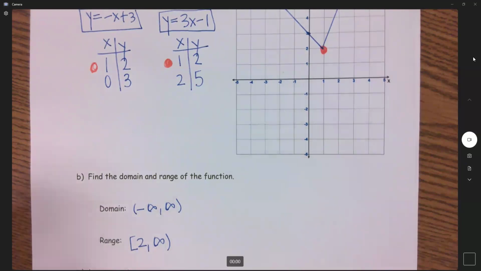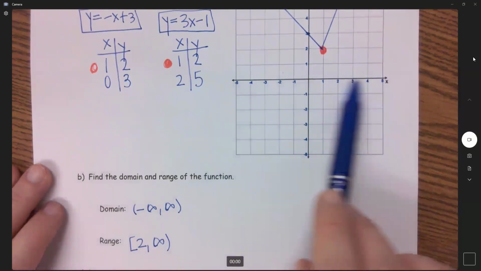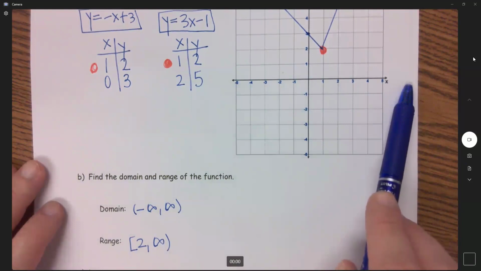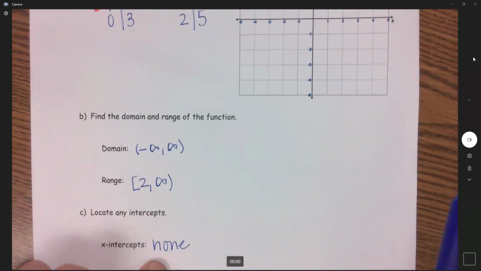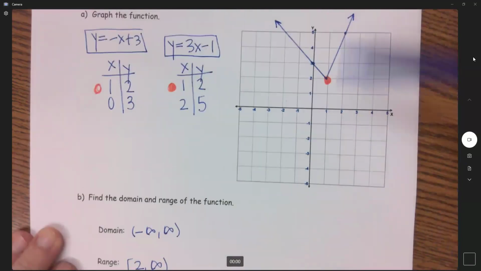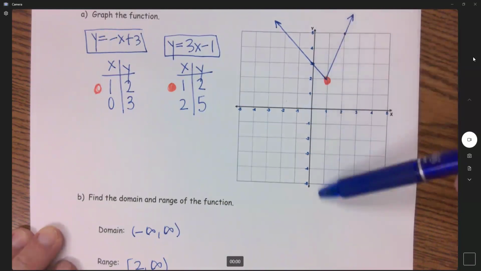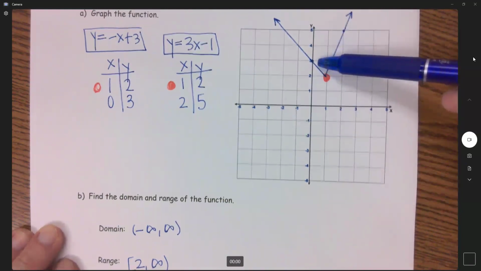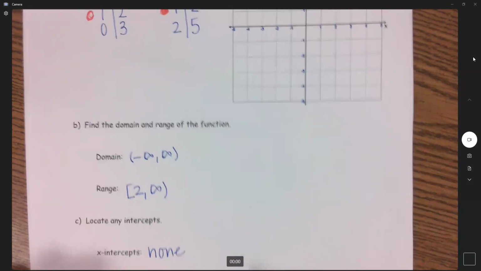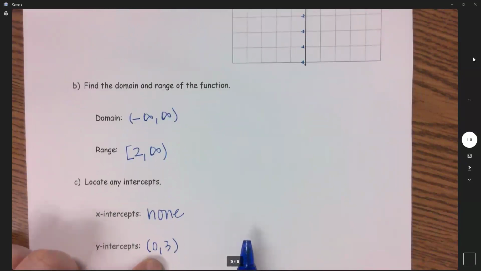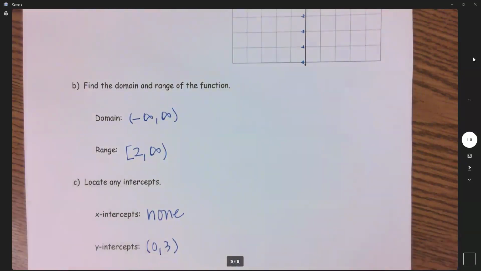Now, x and y intercepts. Where's this graph crossing on the x-axis? It doesn't. So that is none. And where is this graph crossing on the y-axis? Right here at 0, 3. So 0, 3. Then lastly, is this continuous?